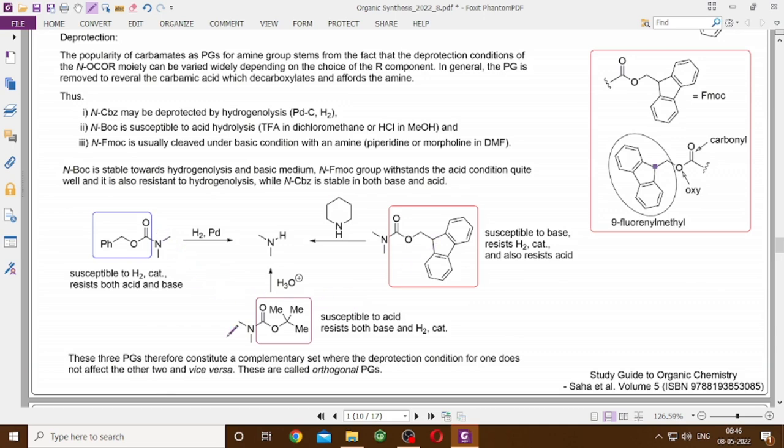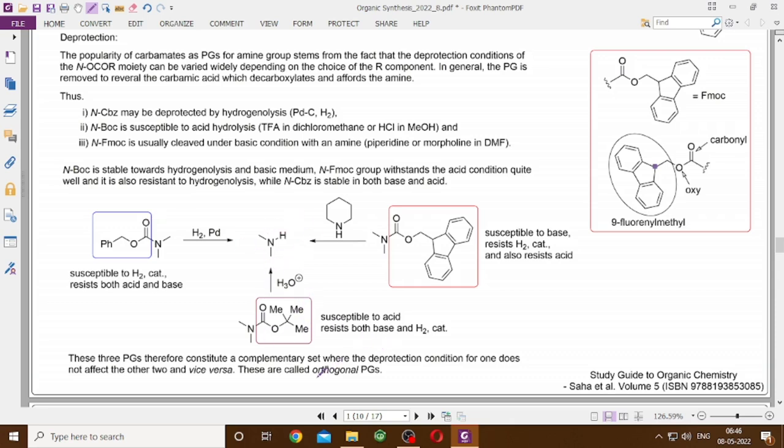So these 3 protecting groups are complementary with respect to each other. If you have in your molecule a TBOC protection as well as a CBZ protection, you can knock any one of them out selectively by choosing carefully the reaction condition. Similar is the case when you have a TBOC and a FMOC, or a FMOC and a CBZ. Or you could have all 3 protecting groups present in your compound, and then you choose to knock out one of them. If you use basic medium, then this FMOC will be knocked out. If you use hydrogenolysis, then this CBZ will be knocked out, and if you treat it with acid, then this TBOC will be knocked out.